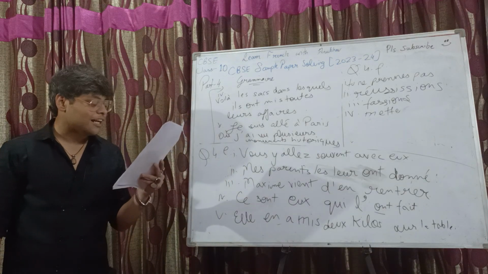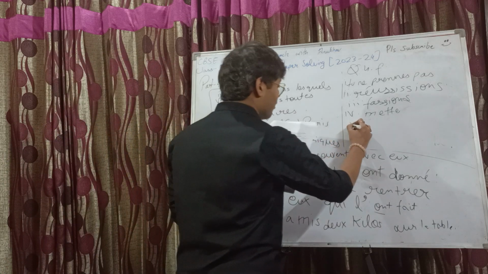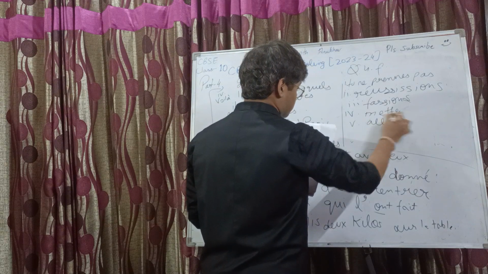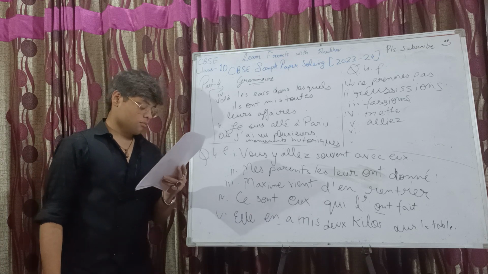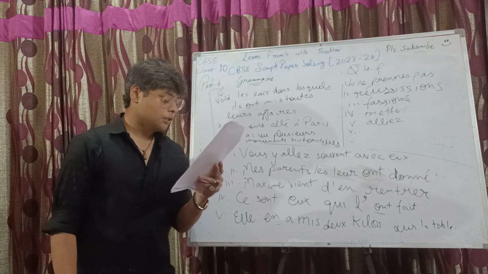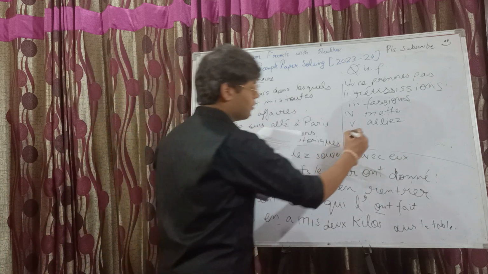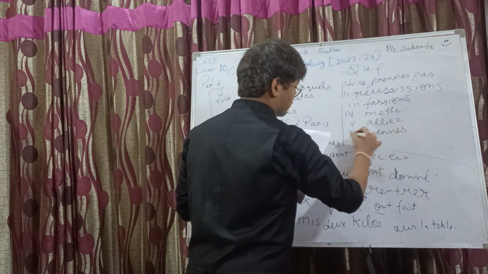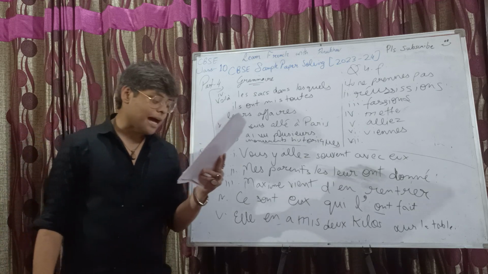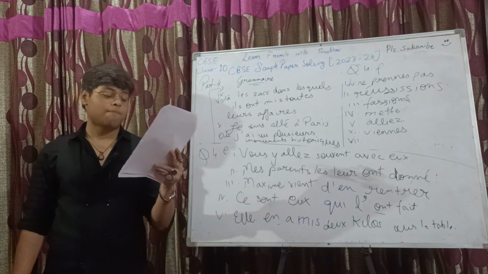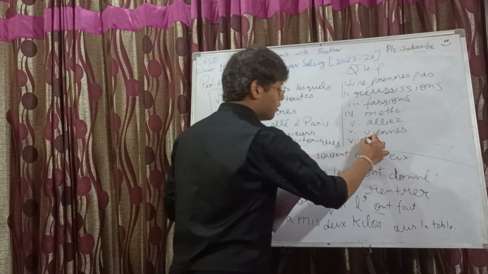Il faut que vous alliez quand le professeur vous le demande, so vous alliez. Je souhaite que tu viennes chez moi, so tu viennes. And lastly, we have bien que vous sachiez des verbes, il faut bien épeler les mots. So, savoir is an exception. So, for vous, it's sachiez.